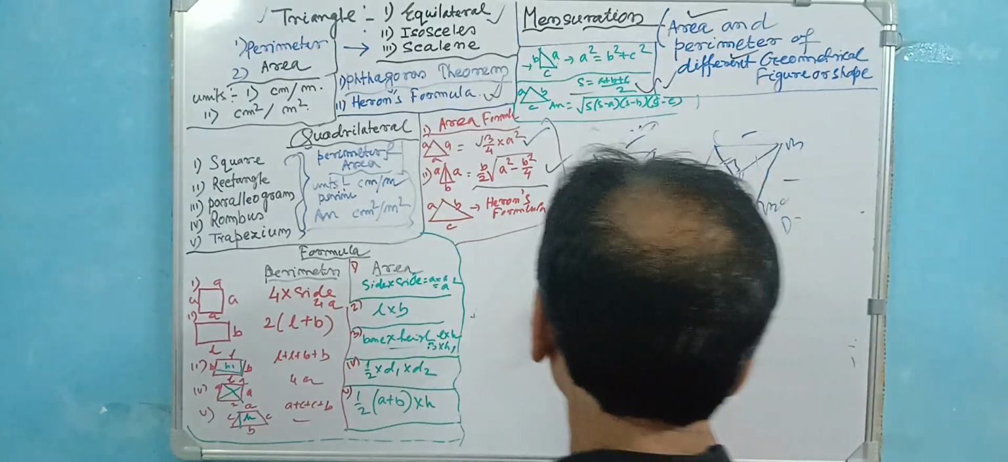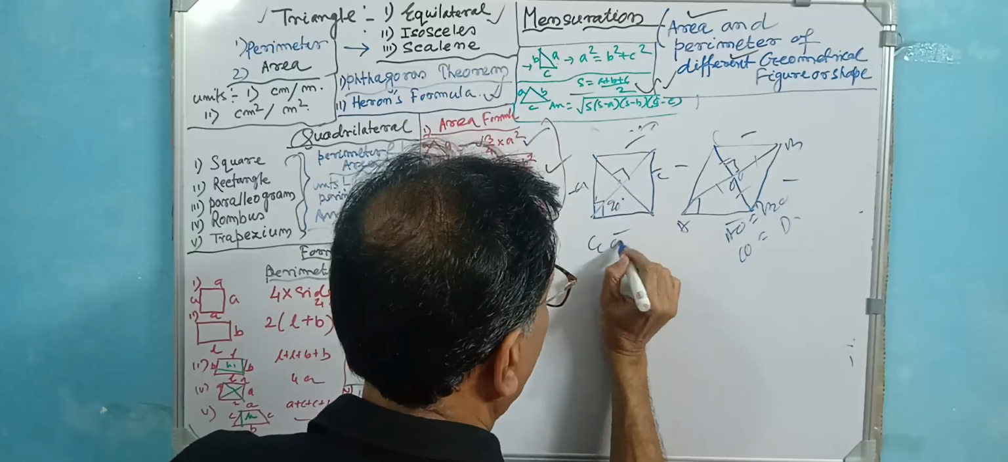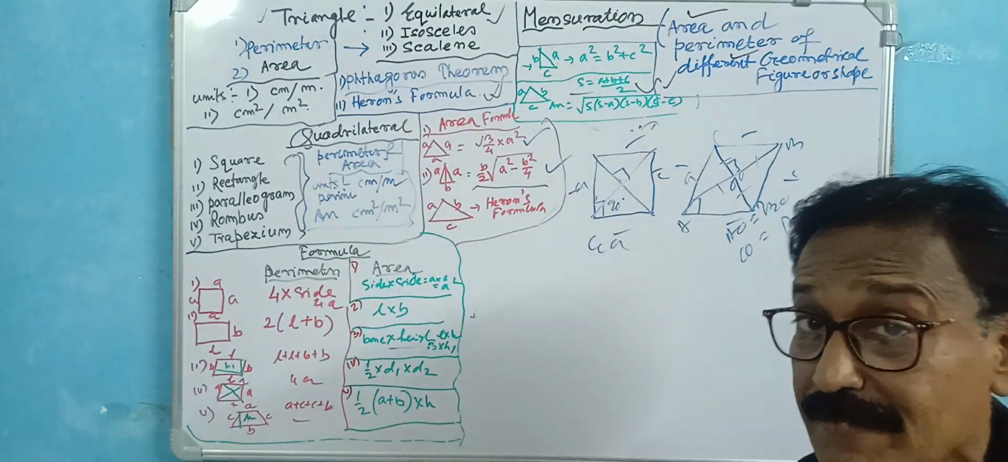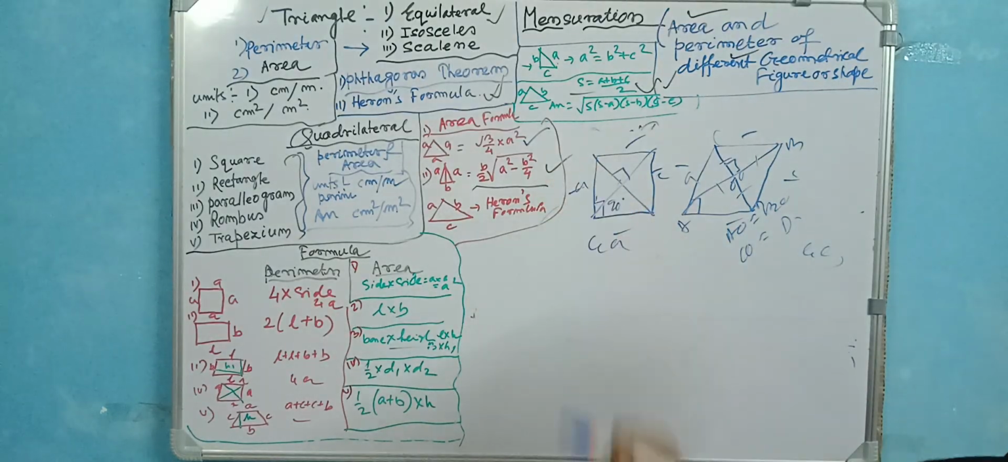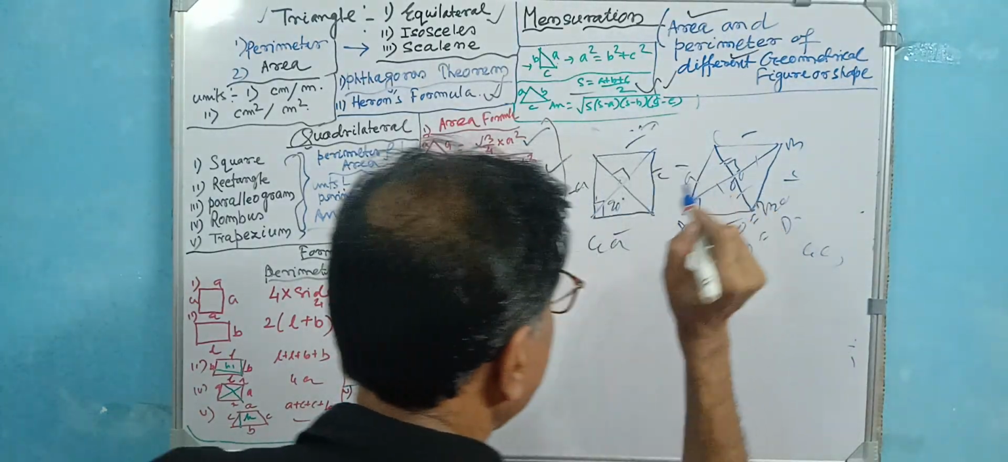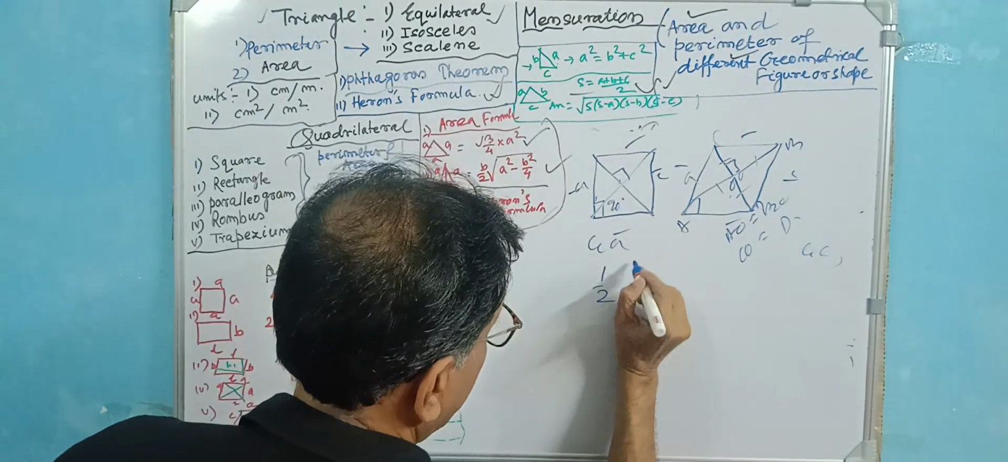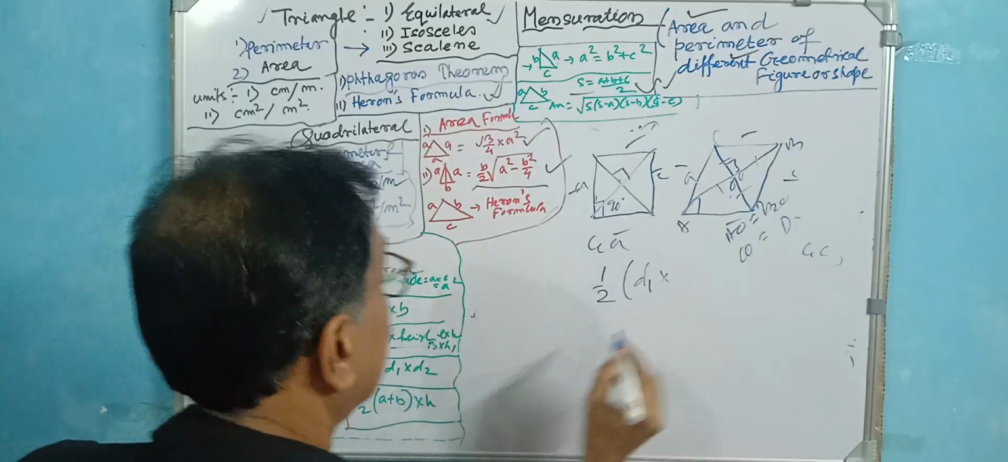What is the perimeter? This is A, this is A, this is A, so 4A. Here it is also A, so 4A. But the difference is in their area. What is the area of the square? Length into breadth, A into A, A square. But what is the area of the rhombus? Here you write half of D1 into D2.